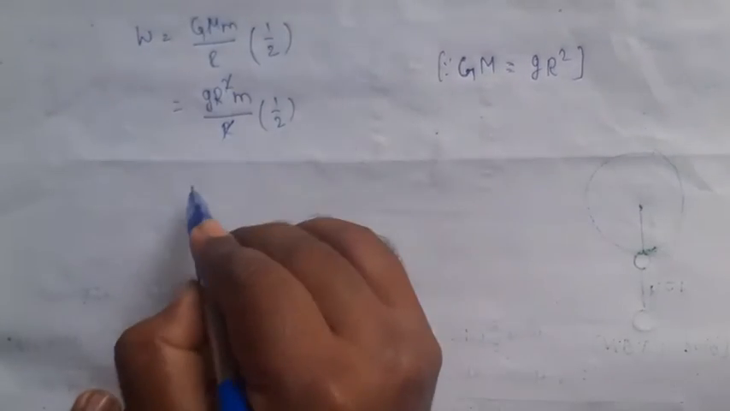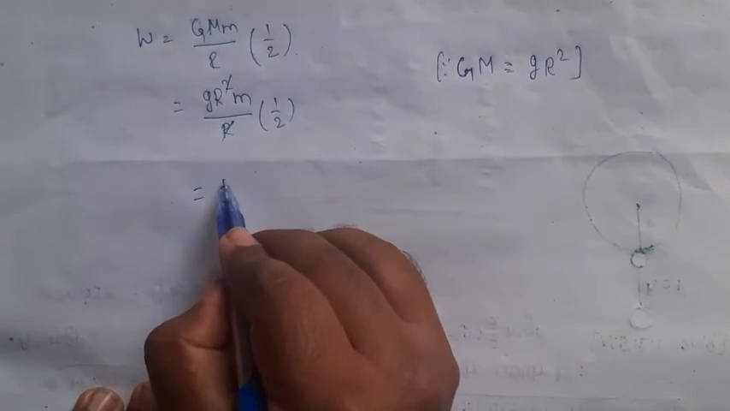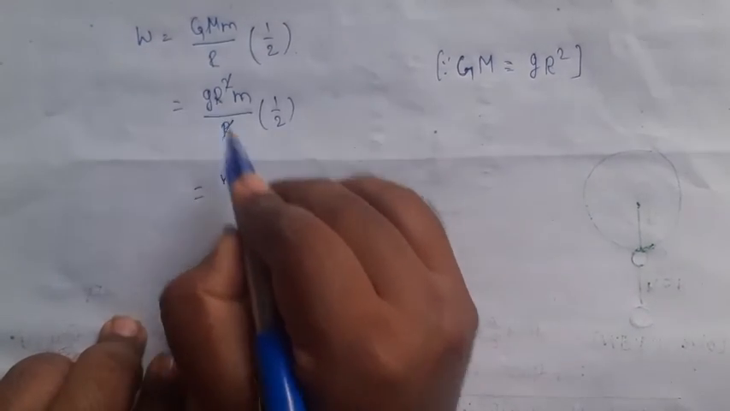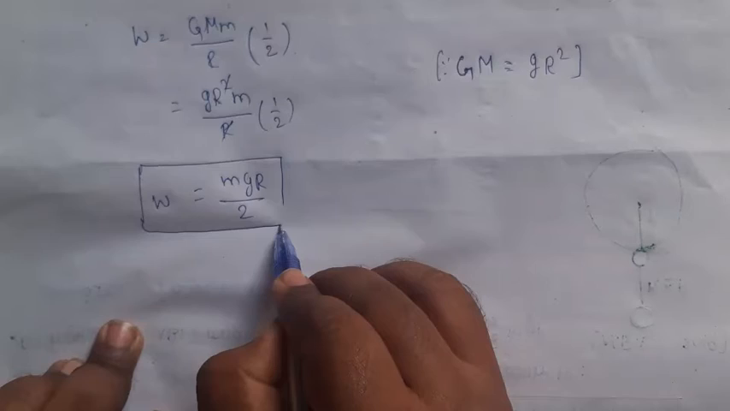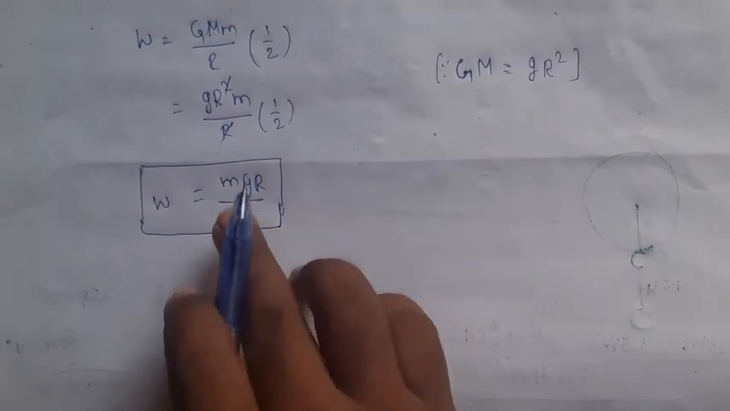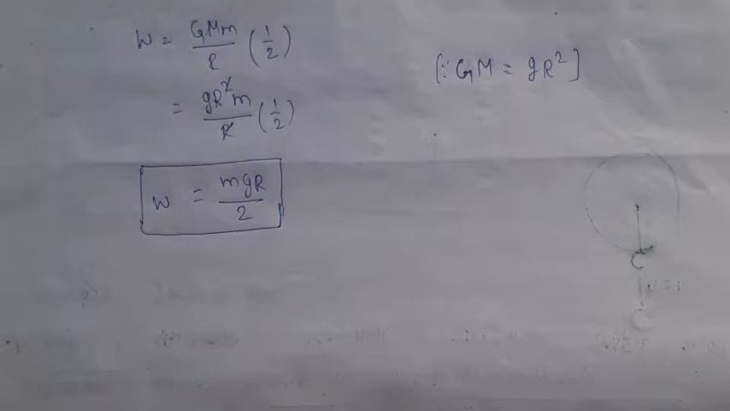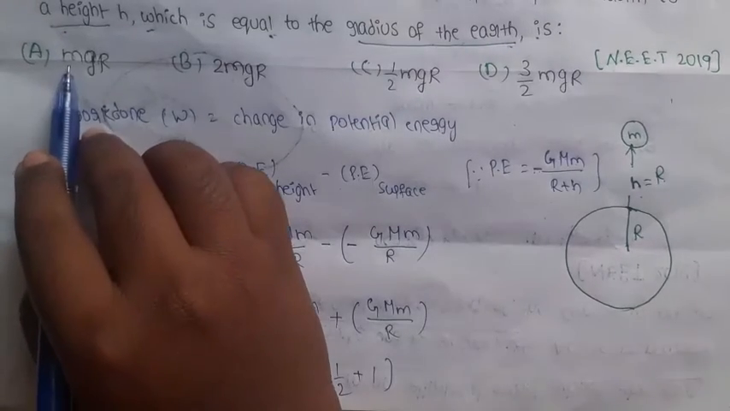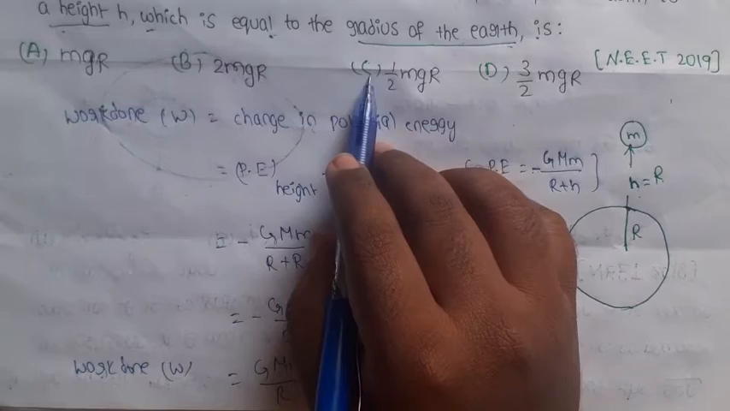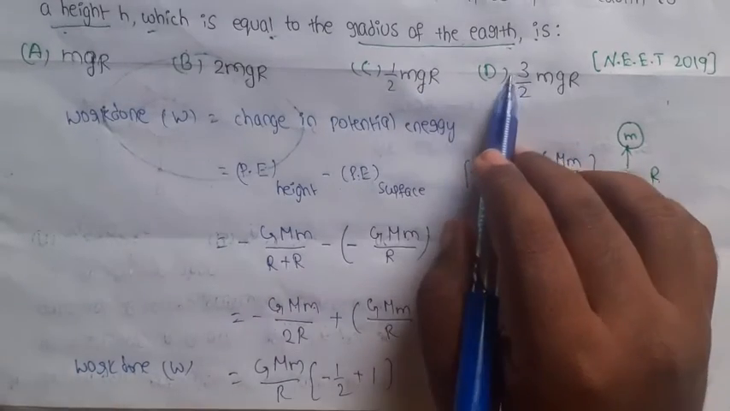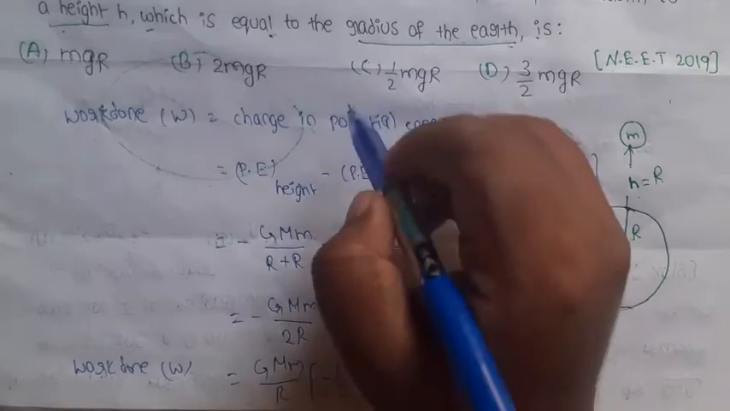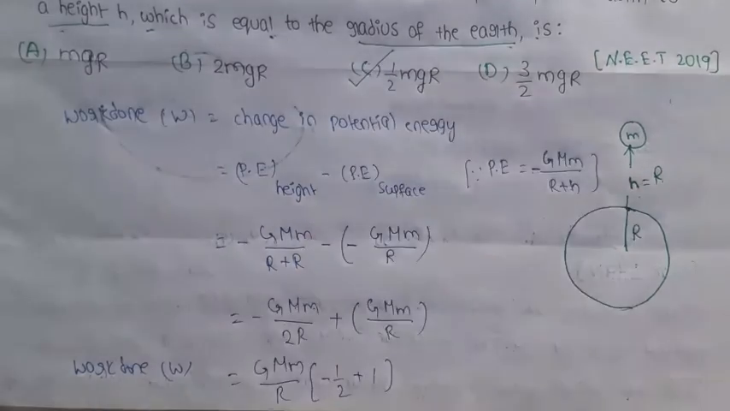Here R gets cancelled. So the total value is mgR by 2. This is the answer. See the options. Option A is mgR, option B is 2mgR, option C is 1 by 2 mgR, option D is 3 by 2 mgR. So the answer is 1 by 2 mgR, option C is correct.